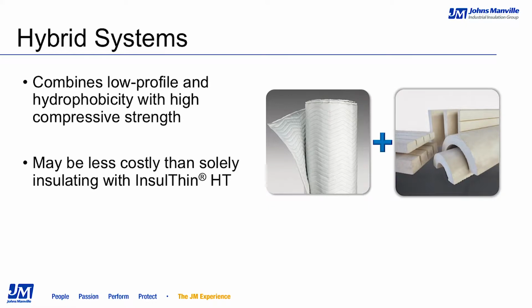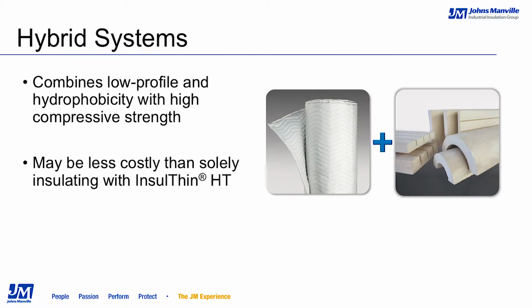Something we're seeing specified more and more are what we like to call hybrid systems. So a hybrid system is going to be the combination of 2 products. In this case, the Insulthin HT and the calcium silicate. What engineers have noticed is that going just with the thin blanket products, very good K values, but tend to be on the higher cost spectrum. So by combining 2 products like the Insulthin HT and the calcium silicate, we get what we like to refer to as the best of both worlds.